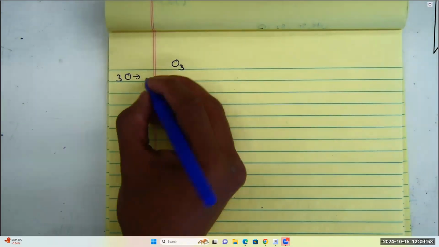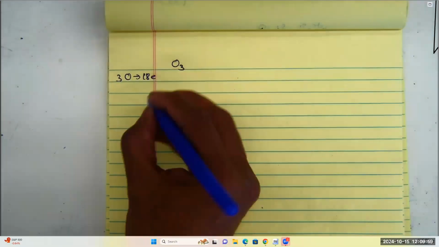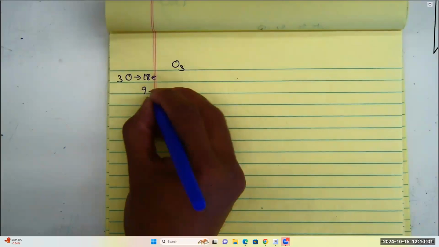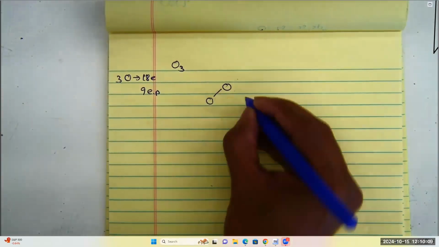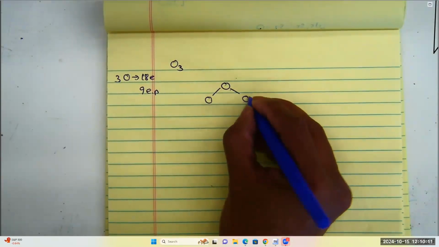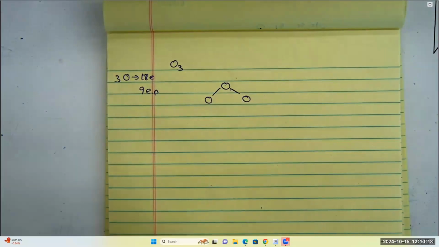Anyway, so ozone, O3. Oxygen has 6 valence electrons. When we have 3 of them, 3 times 6 is 18 electrons. That means we have 9 electron pairs. So the central atom has to be an oxygen atom. So I'm going to have oxygen, and to that, I'm going to have 2 other oxygen atoms bonded like that.